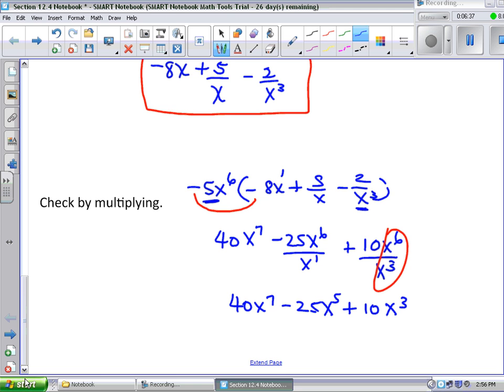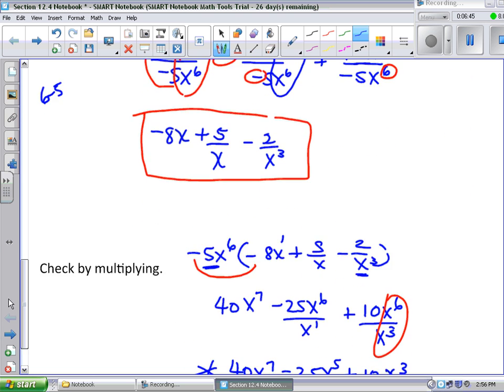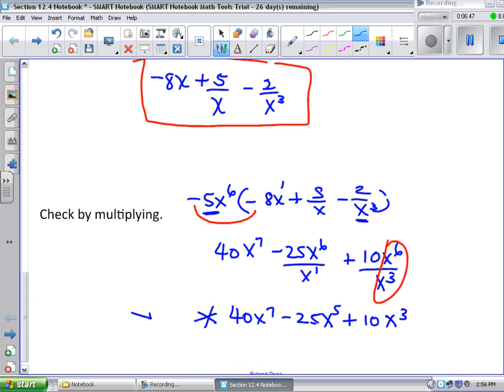And this should be what I started off with. Let's go back and take a quick peek. 40x to the 7th minus 25x to the 5th plus 10x to the 3rd. It is. It does check. So we have this correct.